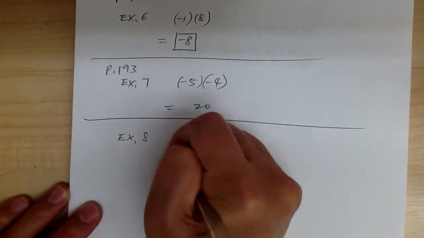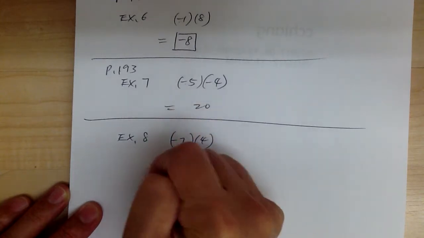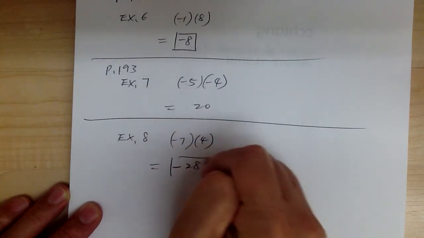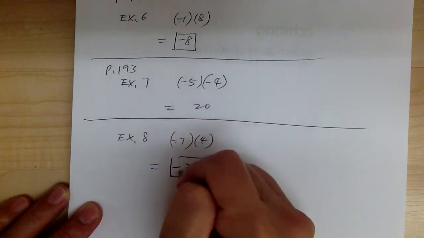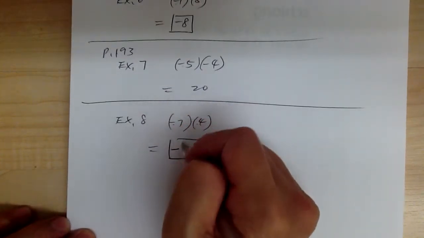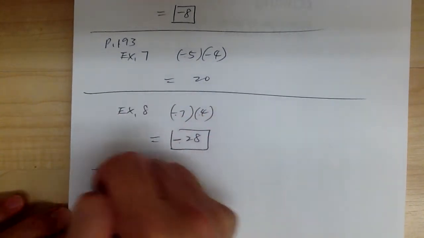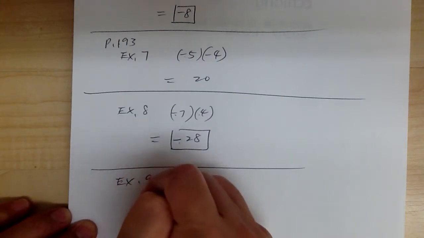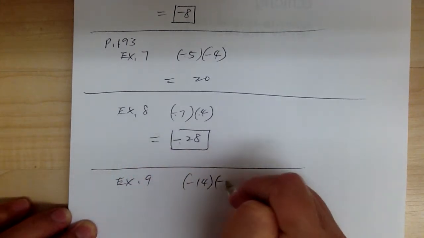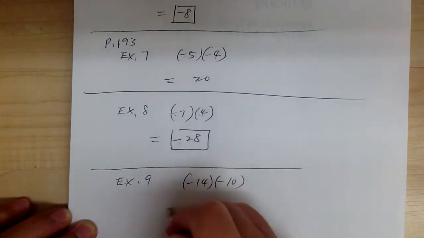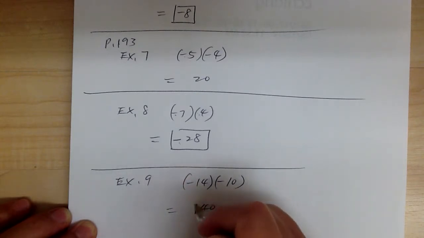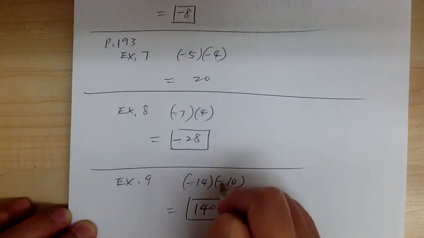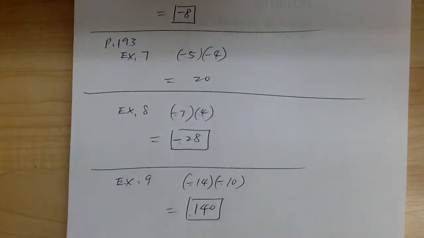Okay, so you can continue. Example 8, negative 7 times 4. So this would be negative 28. So again, negative times positive will give you negative. When you have opposite signs, it will give you negative. Example 9, you got negative 14 times negative 10. So this will equal positive 140, because negative times negative will give you positive. Okay. Let's go to example 10.